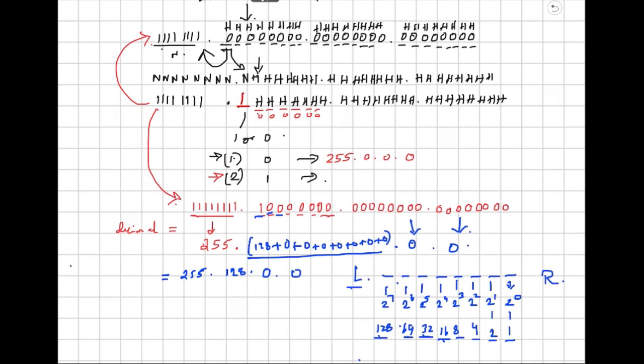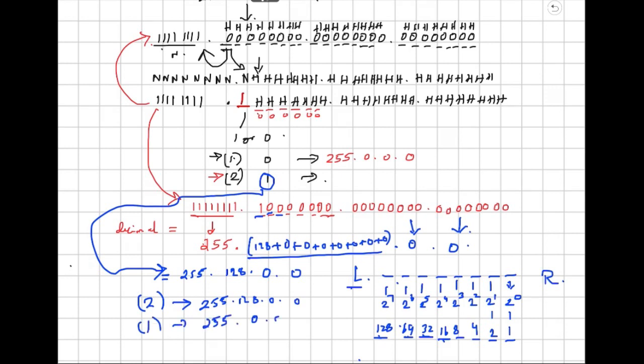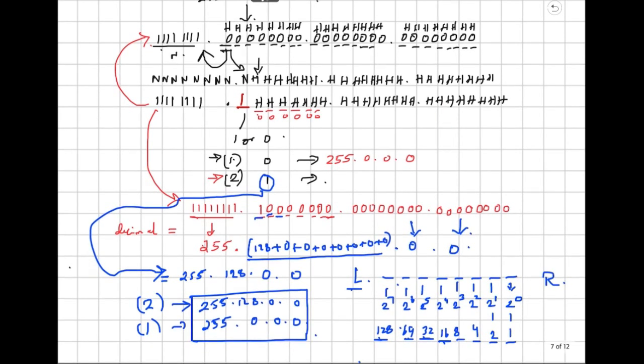Now if you add all these values, it will come like 255.128.0.0. So two subnets are possible here. The second one, if we place 1, we will get the result as this one, 255.128.0.0. The first network is 255.0.0.0. So by borrowing 1 bit from the host portion, we could break one network into two networks. Now we got two networks here and two network IDs. Two network IDs is nothing but two networks.